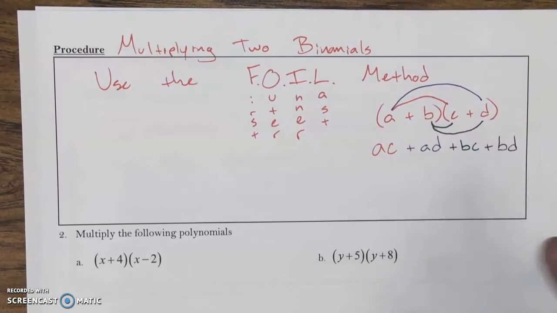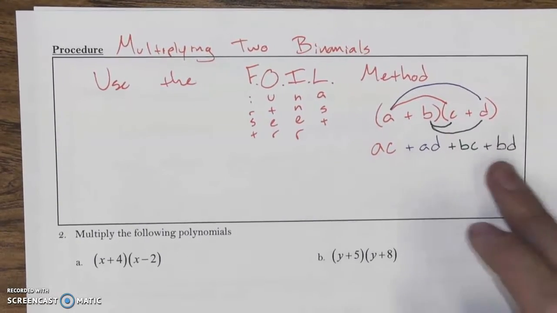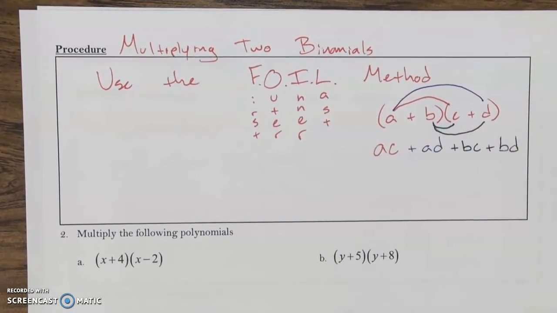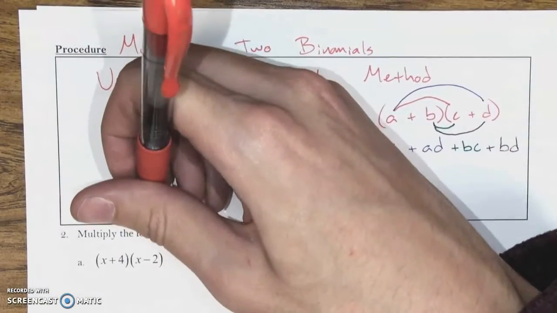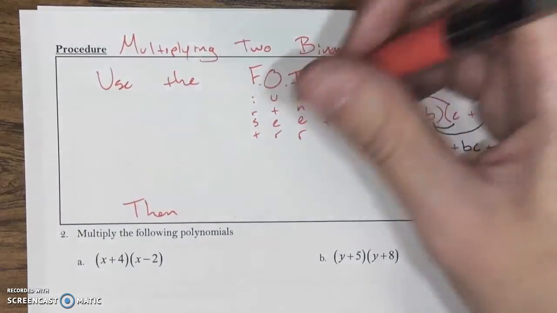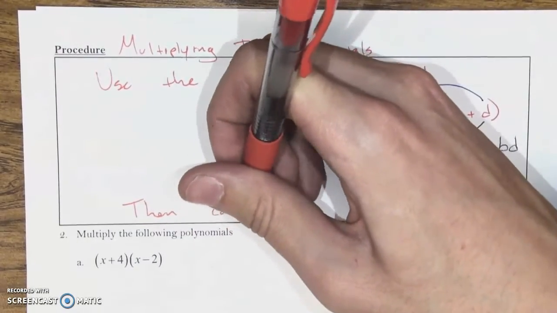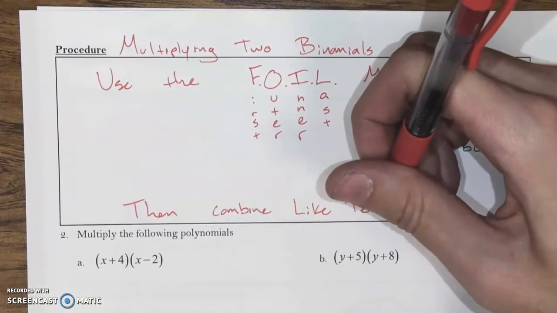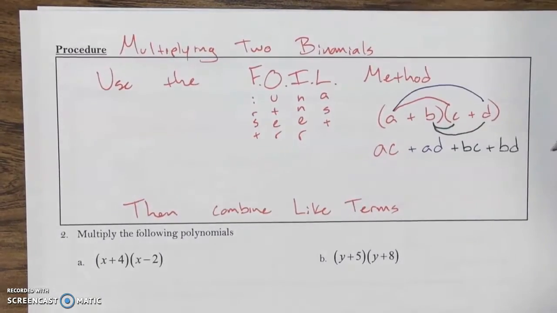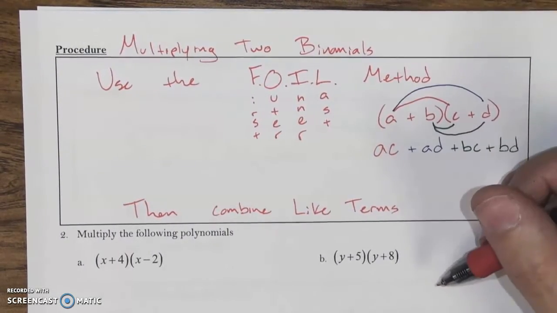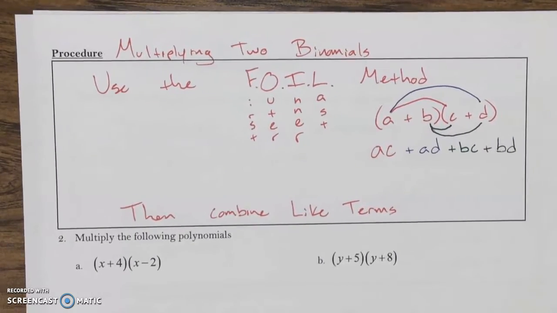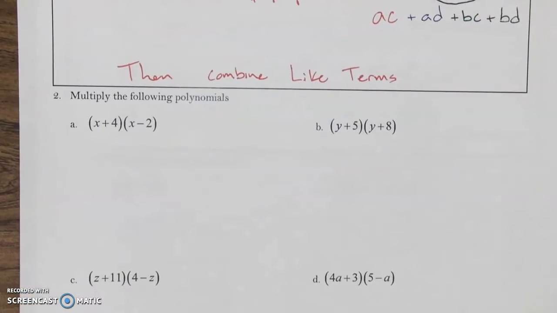Now, anytime you multiply binomials, you get an expression. Anytime you have an expression, we always want to simplify and combine like terms. So after you FOIL, then combine like terms. In this example, we don't have any like terms, but we'll see in some of these examples below that we'll have like terms that we'll need to combine. So let's practice using the FOIL method.